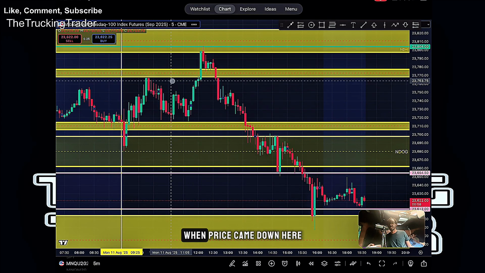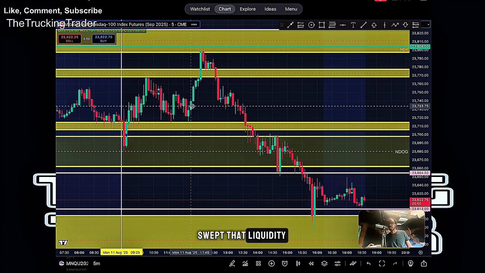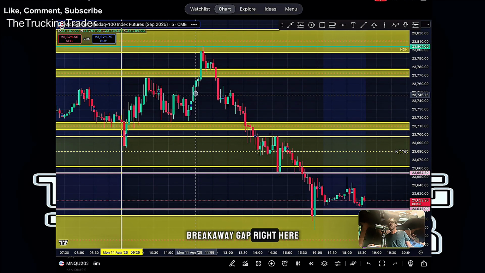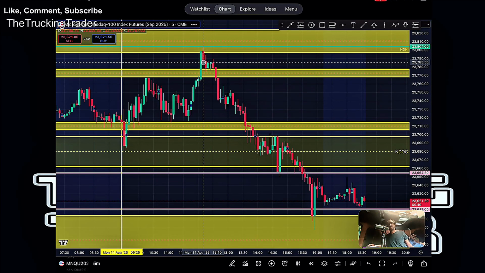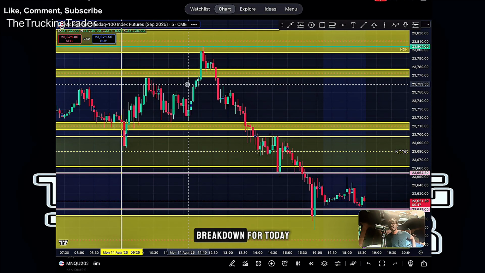Look at what happened when price came down here, swept that liquidity, and then this little breakaway gap right here was made. Look how fast price went right up and took that liquidity. So that's my trade breakdown for today, you guys.